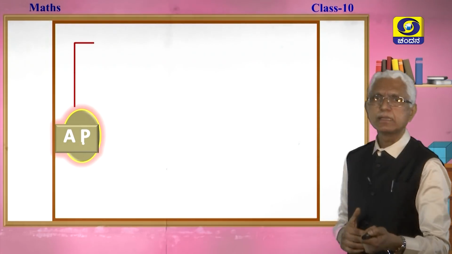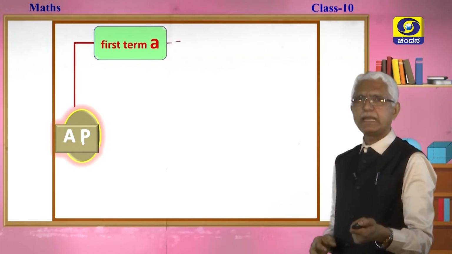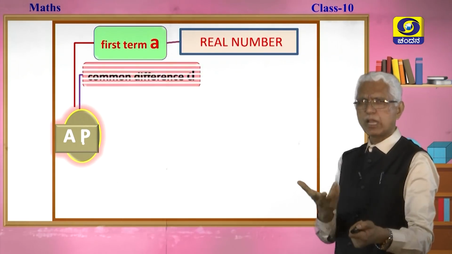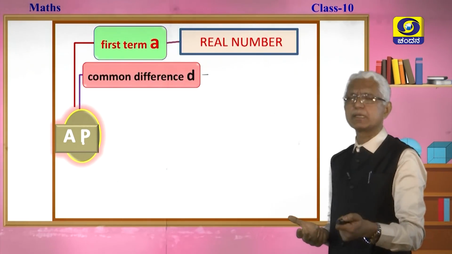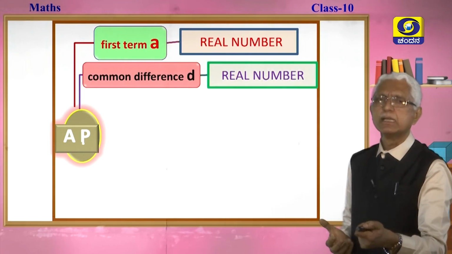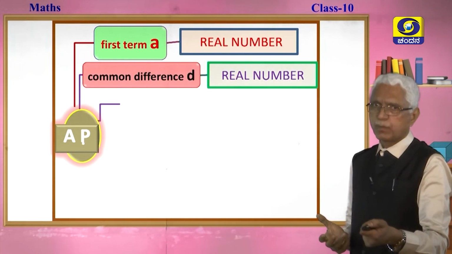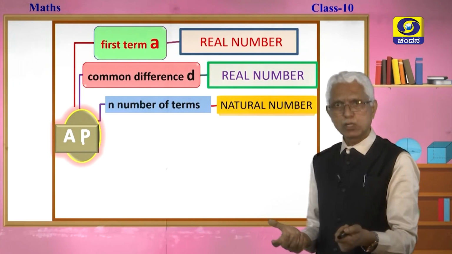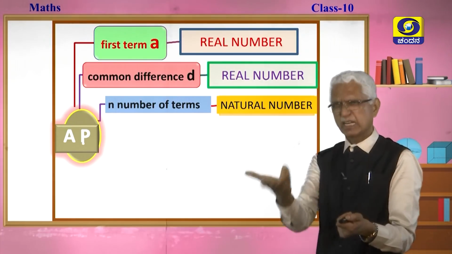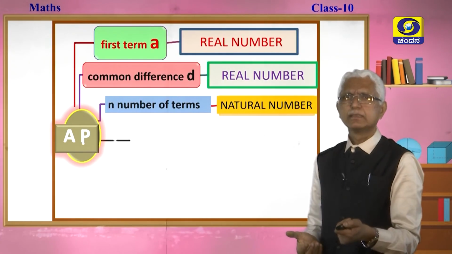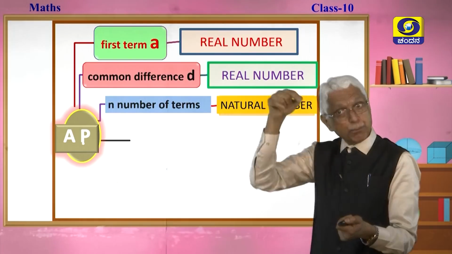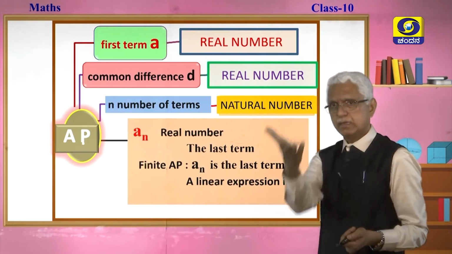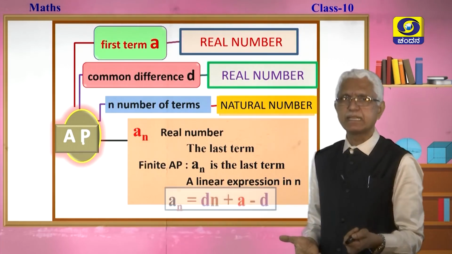Well, my dear children, the first term is denoted by the symbol a. It is a real number. Common difference is denoted by the symbol d. It is also a real number. And the number of terms is denoted by the symbol n. It is also a real number, a natural number is a real number. And the number of terms has to be a positive integer, therefore it is a natural number.